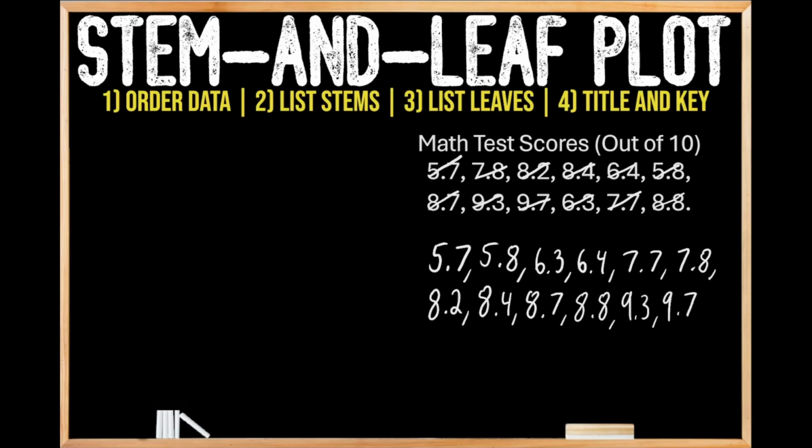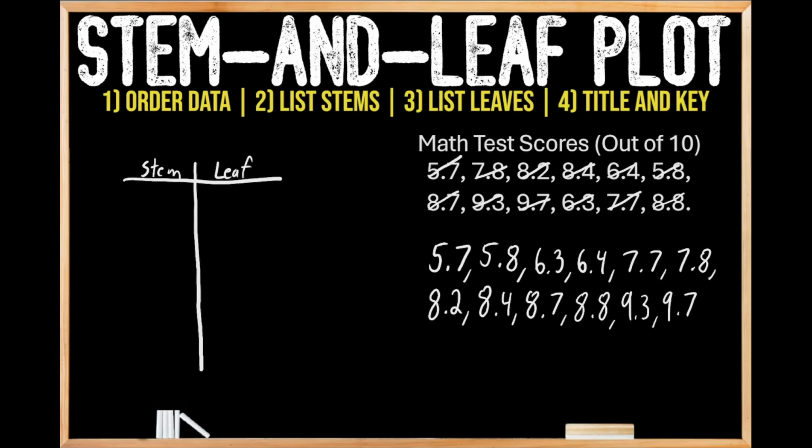So now that we've ordered our data from least to greatest, we're ready to go ahead and actually start creating our stem and leaf plot. So over on the left-hand side here, we're going to create our stem and leaf plot. So we're going to make a T-chart. And then on the left-hand side of this T-chart, we're going to have our stem. And on the right-hand side, we're going to have our leaf.